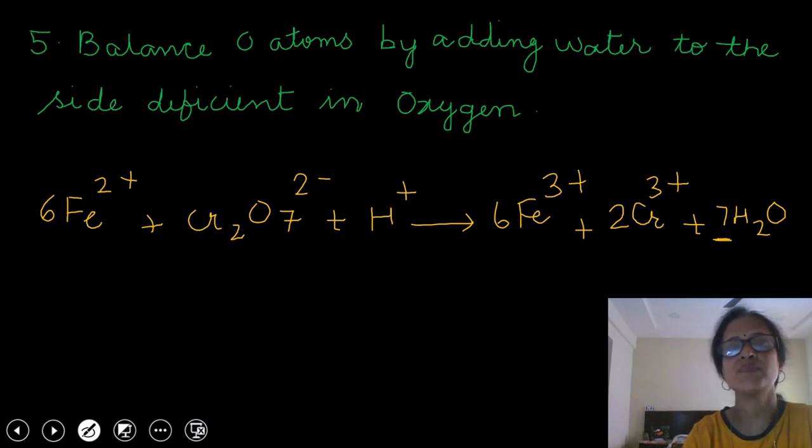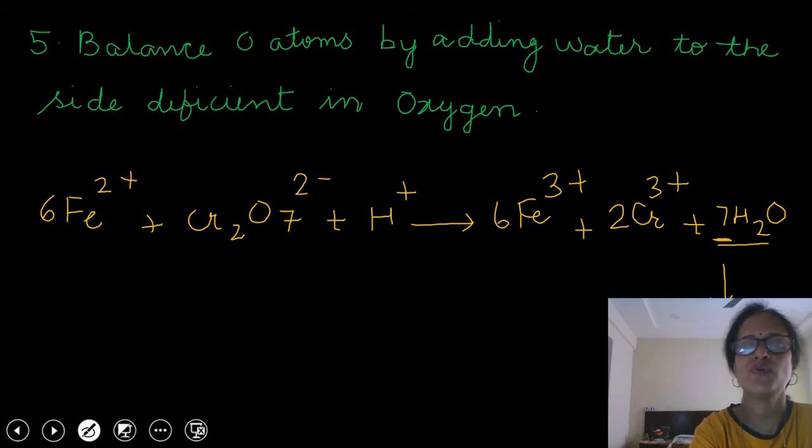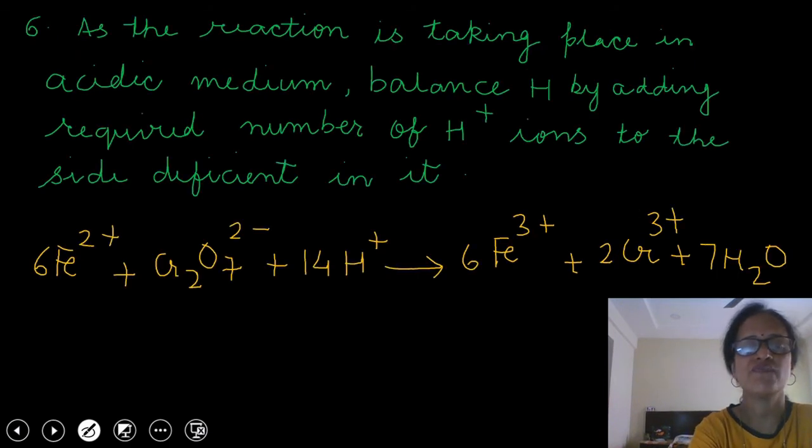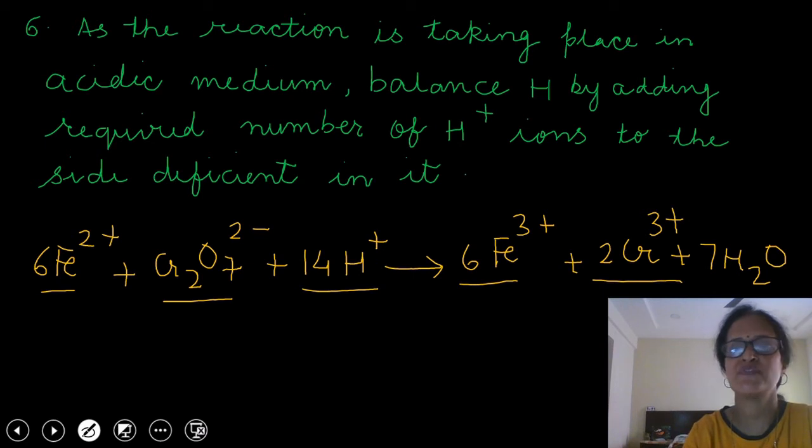As the reaction is taking place in acidic medium, we have to balance hydrogen by adding the required number of H+. So we can see here in the product side we have 14 hydrogen. So in the reactant side we will write 14 H+, which I am going to show you in the next step. So we can see here this is the final balanced equation: 6Fe2+ plus Cr2O7 2- plus 14H+ gives you 6Fe3+ plus 2Cr3+ plus 7H2O.